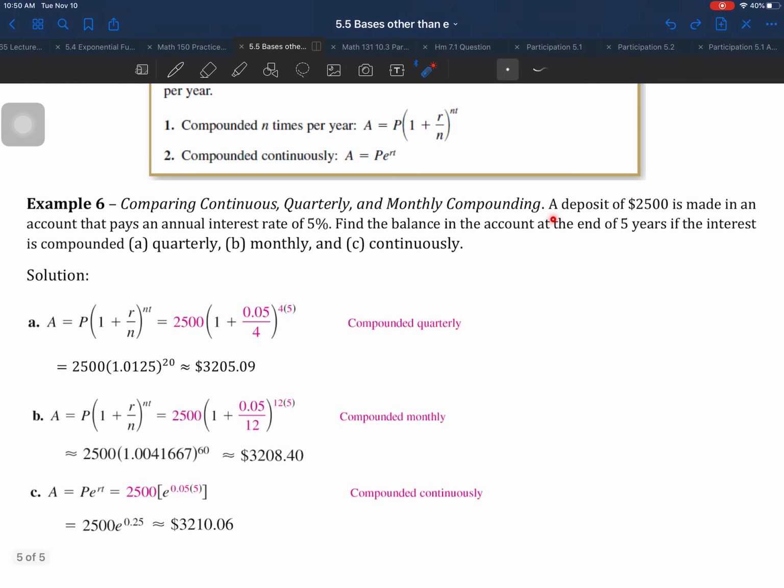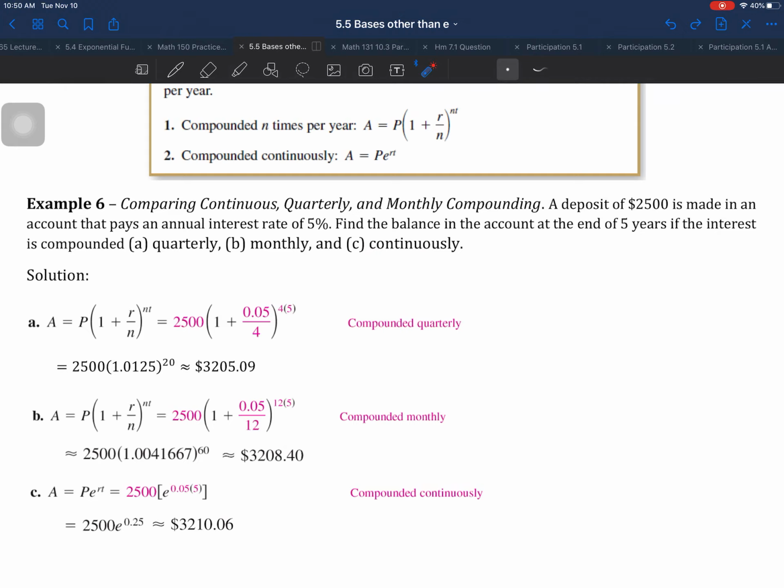We're going to say, okay, if a deposit of $2,500 is made in an account that pays an annual interest of 5%, find the balance in the account at the end of 5 years if the interest is compounded, first quarterly, then monthly, and then continuously, right?